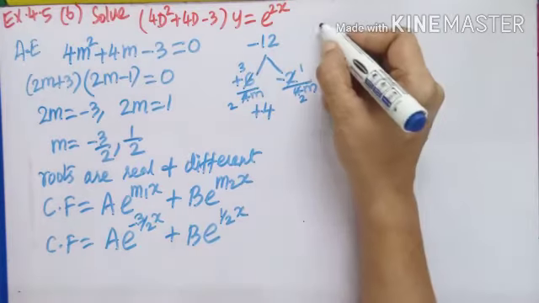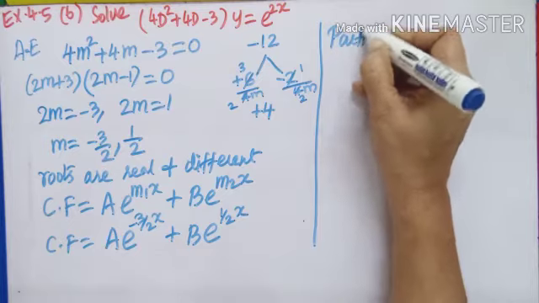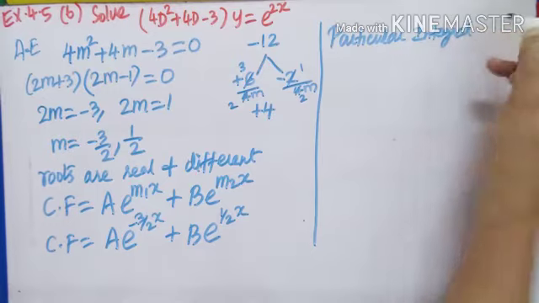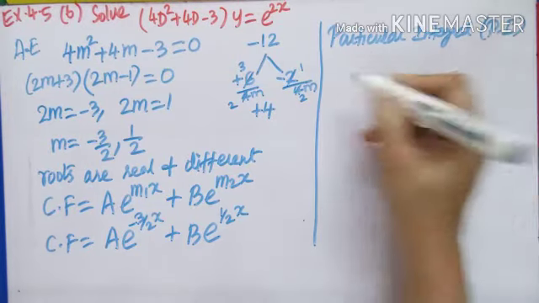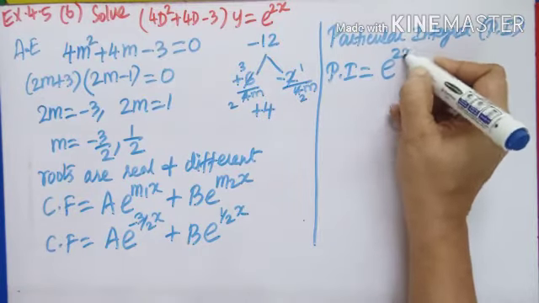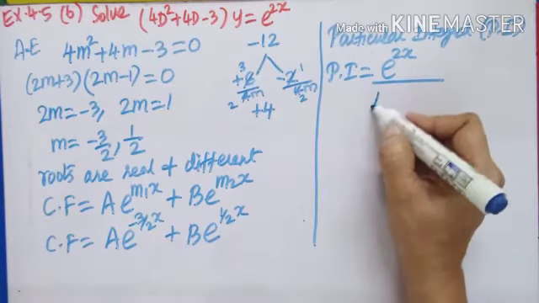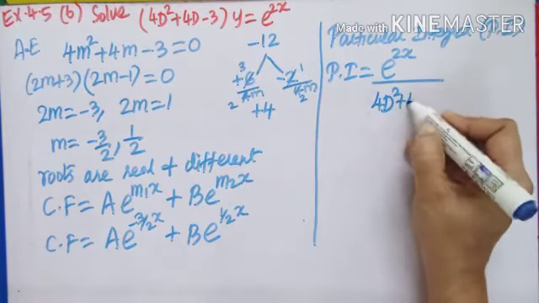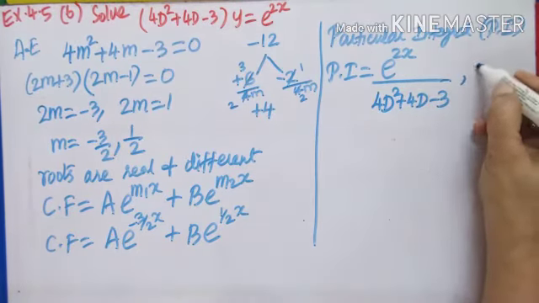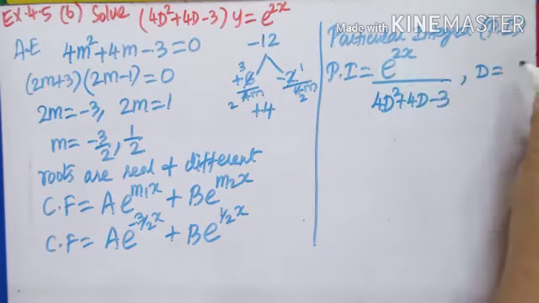What is the RHS? That we call the particular integral. So in the first problem, we write the full word. Next onwards, we simply write the abbreviation PI. PI equals, what is in the RHS? e power 2x divided by this factor, 4D square plus 4D minus 3. Wherever D is coming, substitute this number. What is the number? 2.